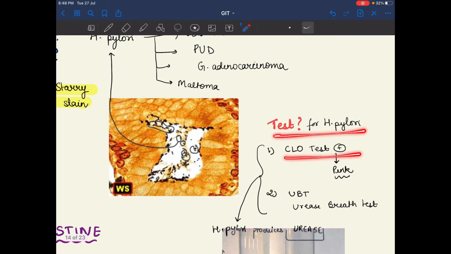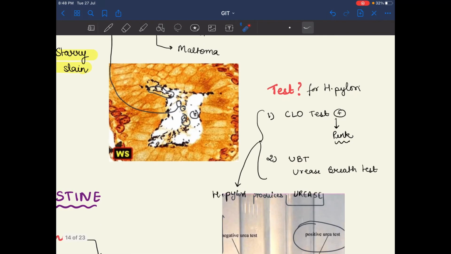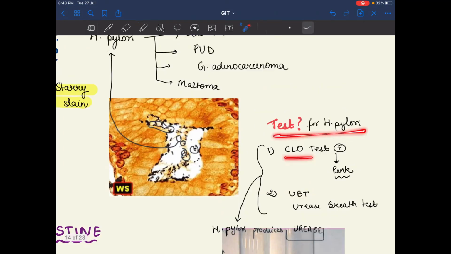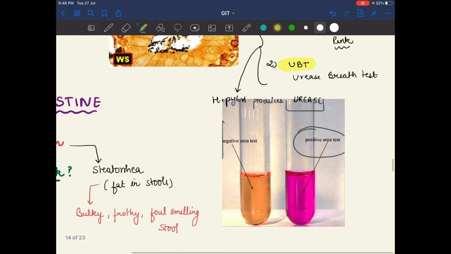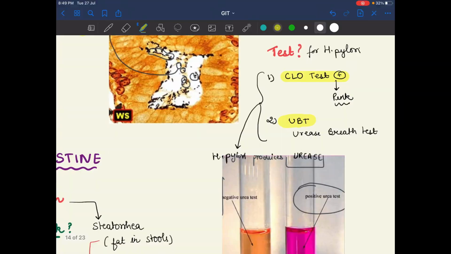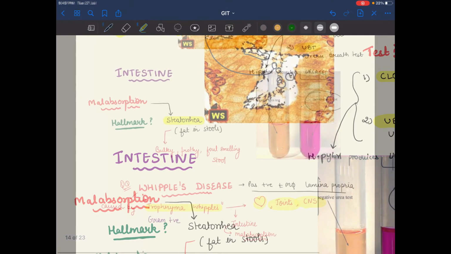And the test for H. pylori is CLO test or UBT test. UBT means urease breath test, because H. pylori produces the urease enzyme. So we can do urease breath test and CLO test, and CLO test is positive in H. pylori. As we see here, this is a negative urea test and this is a positive urea test, meaning H. pylori is present. There is presence of the urease enzyme, which leads to a positive urea test. So for H. pylori, we do two tests, CLO test and urea breath test.